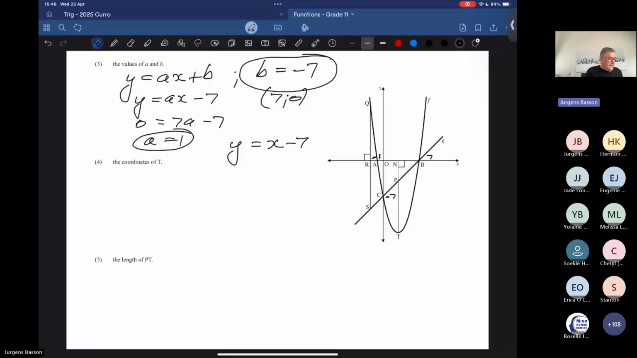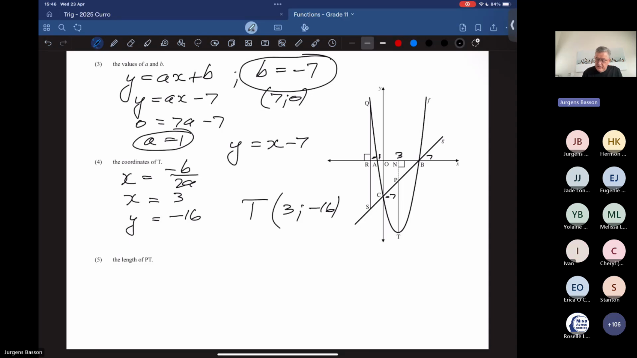The coordinates of T, that is the turning point. Ladies and gentlemen, for grade 11, of course, for the turning point we use minus b over 2a. The answer of that one, if I can just quickly write it down for you, will be 3. Then we save a little bit of time because it's only to substitute b and a. We substitute the 3 back into the given equation to find the y, because we want the turning point, and the y is minus 16. So that point T is the point (3; minus 16). So that is 3, and down here at minus 16.